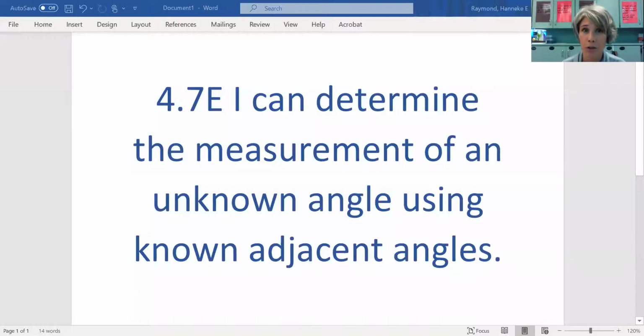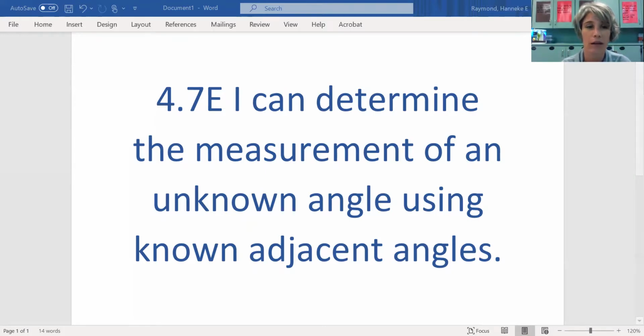All right, time for more math with angles. If you remember last time, we were working on TEK 4.7e, which was determining the measurement of an unknown angle using the known adjacent angles. And remember, those adjacent angles are the ones that are just next to each other, like apartments that share a wall. The adjacent angles will share a ray. It's like the wall in between angles.